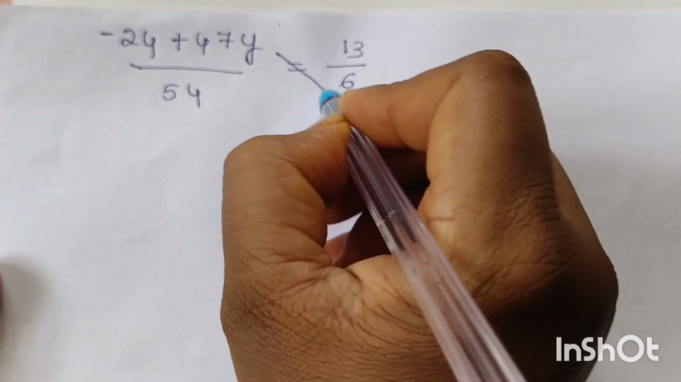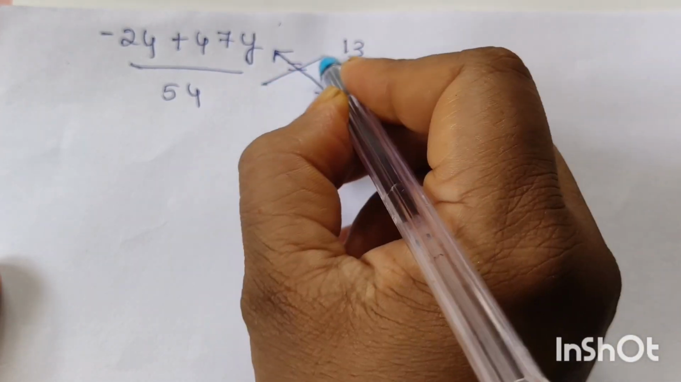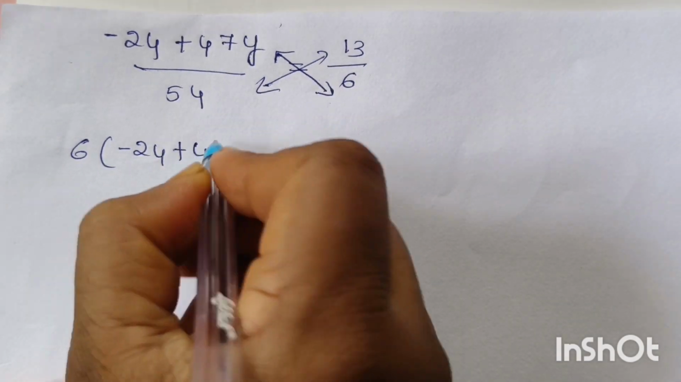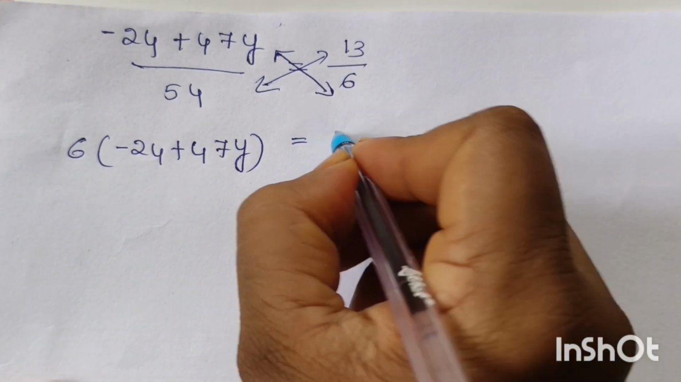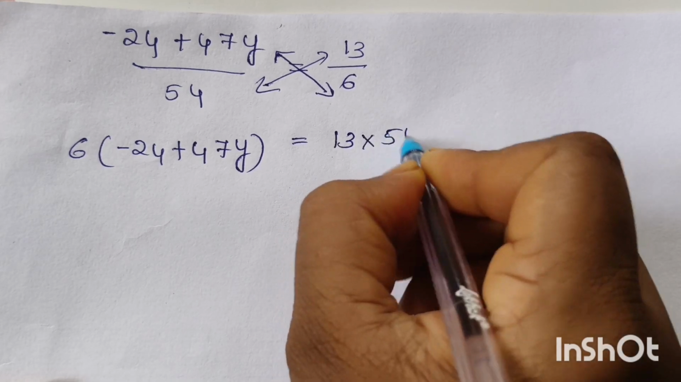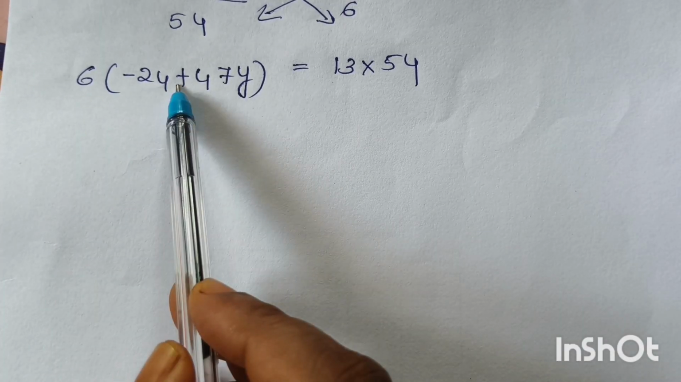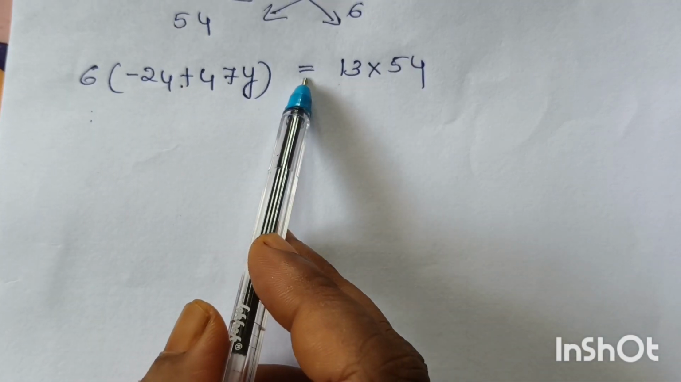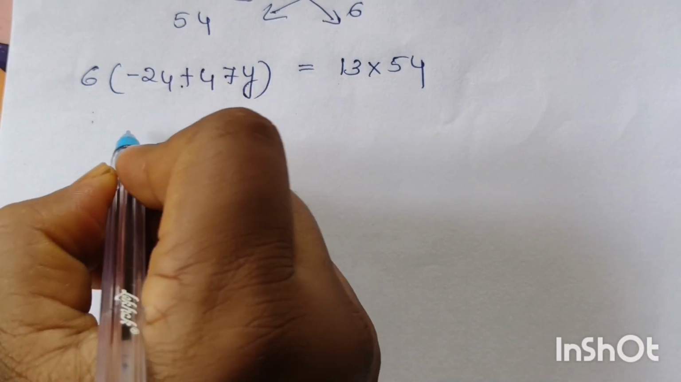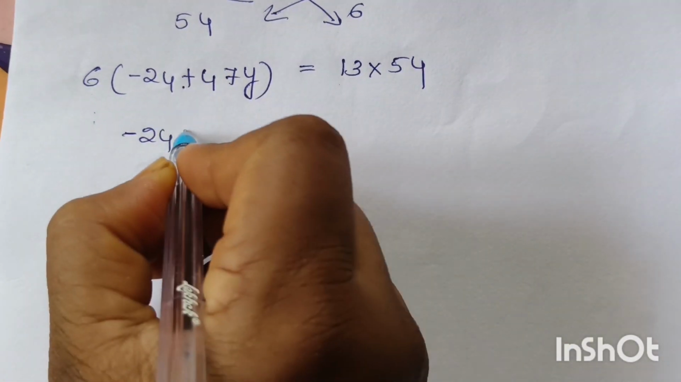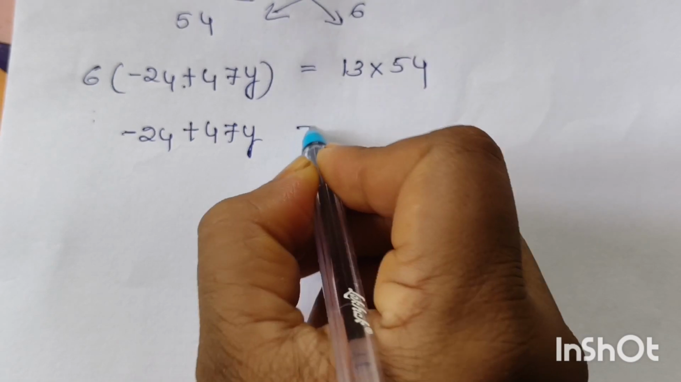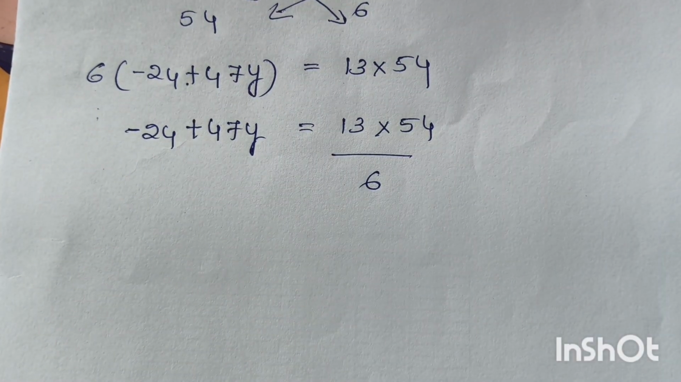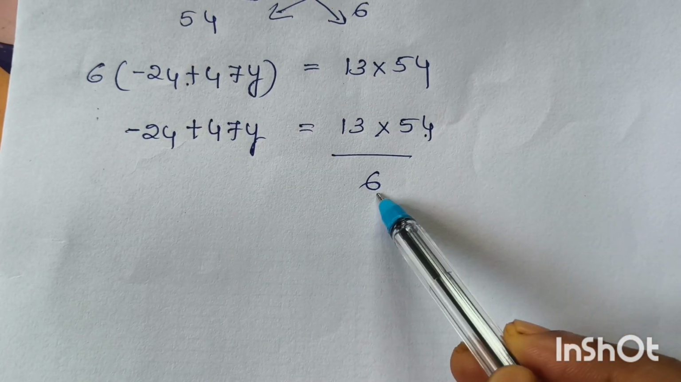Now let us cross multiply. 6 into minus 24 plus 47y is equal to 13 into 54. Now look at this, these two are in multiplication. This 6 is in multiplication with this term, right? So when it crosses the equal to sign, it will become division. Therefore you can write minus 24 plus 47y is equal to 13 into 54 divided by 6. Now you can cancel both 54 and 6.